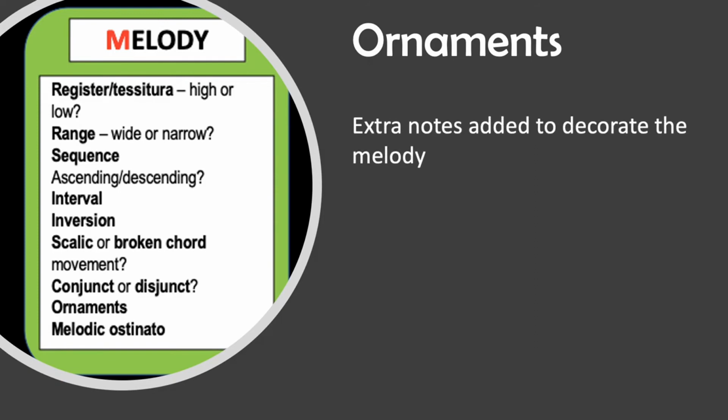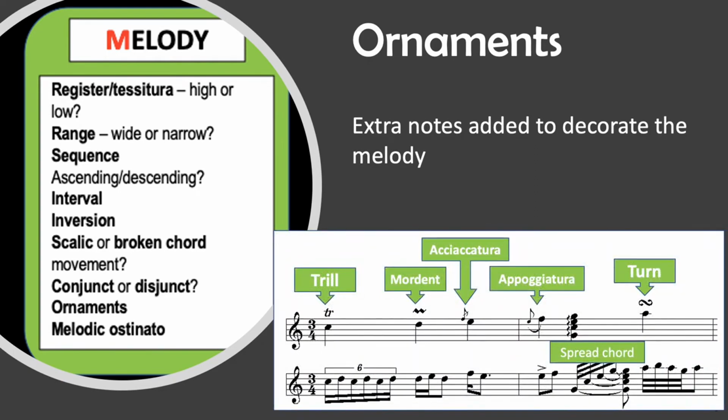Here are some examples. A trill is just a wiggle between two notes. A mordant is like a mini trill, it's just one wiggle. Sometimes you have an inverted mordant that goes down. And an acciaccatura is a crushed note where the grace note, the added decorative note, is squeezed in as quickly as possible.